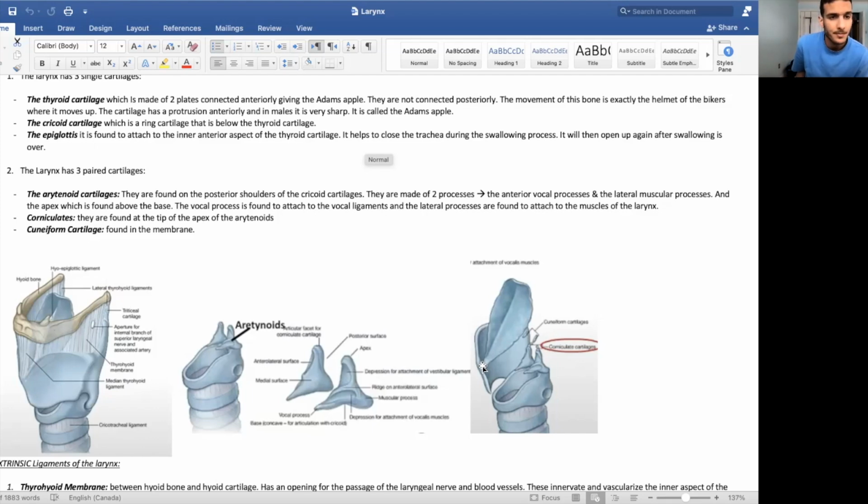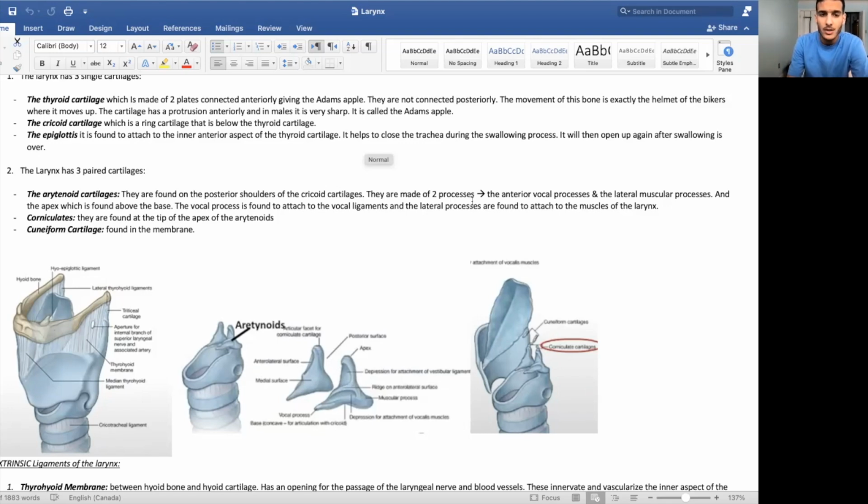All right. The larynx has three paired cartilages. They're called the arytenoid cartilages, corniculate, and the cuneiforms. Okay, the arytenoid cartilages are basically these huge star-shaped bones that are found attached to the cricoid cartilage. They're found on the posterior shoulders of the cricoid cartilage.